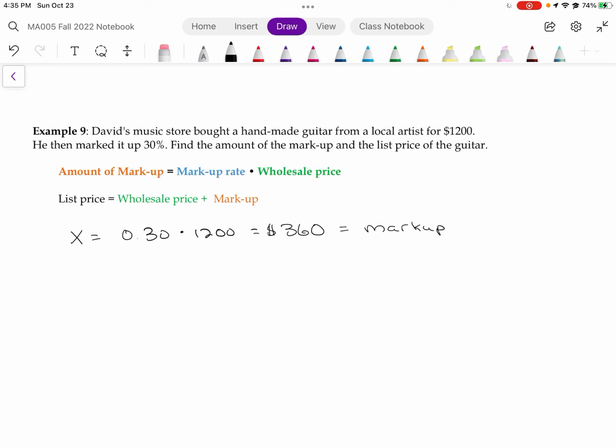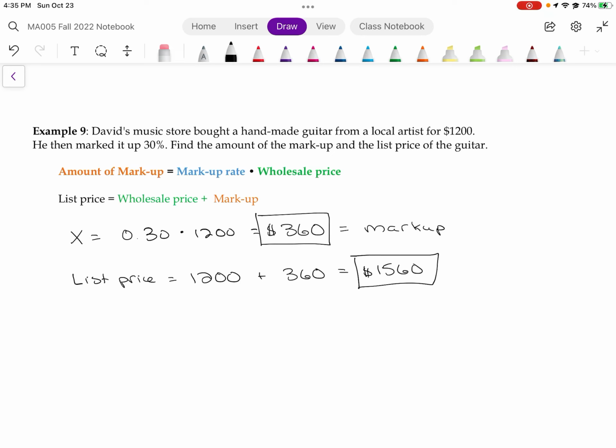All right, and then the list price. So the list price is going to be the wholesale price, what they bought it directly from the artist for, plus the markup, and we get $1,560. Okay, so here's our markup, and $1,560 is our list price.